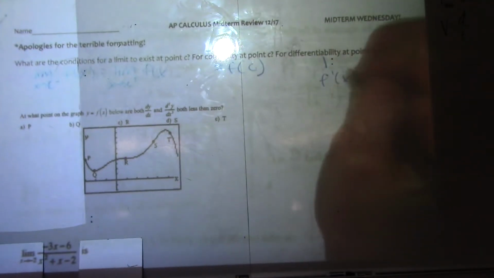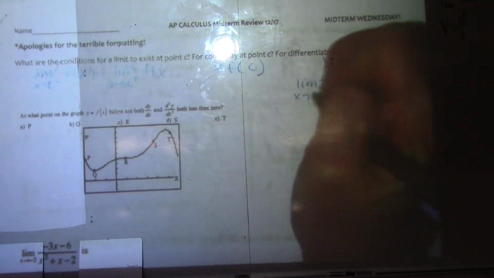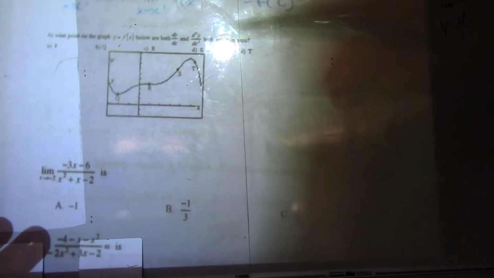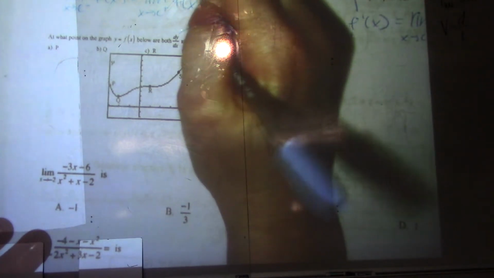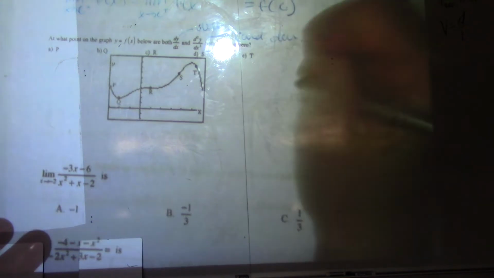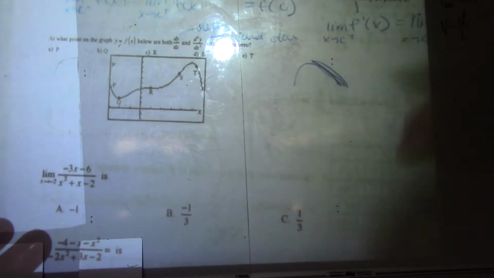And then for differentiability, the derivative has to be equal on either side. The limit of the derivative as x approaches c from the left. Here, I want both of these to be 0, so this less than 0 means it must be decreasing. This 0 means it must be concave down. So that looks like this, and the decreasing part, so that is point T.